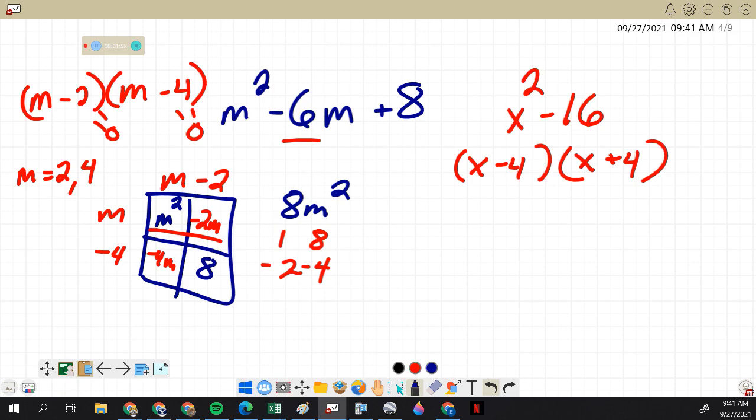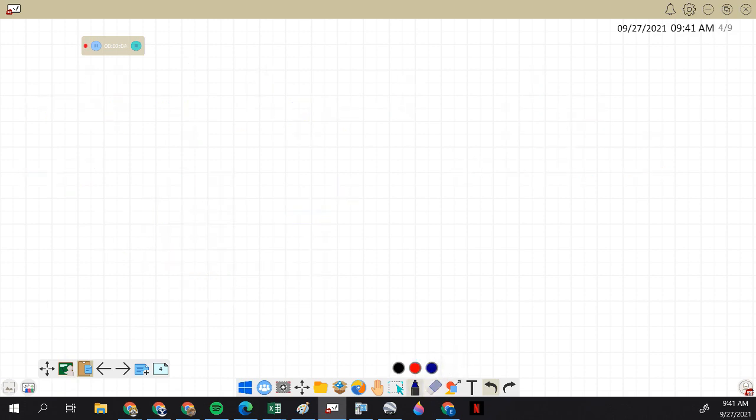Okay, let's do number 1 together on this worksheet. So take a look at number 1. 8m squared minus 10m plus 3. What can you tell me about the answers here? This one has a leading coefficient of 8, which makes things a little bit harder. And at least one of the roots is going to be a fraction if it factors.